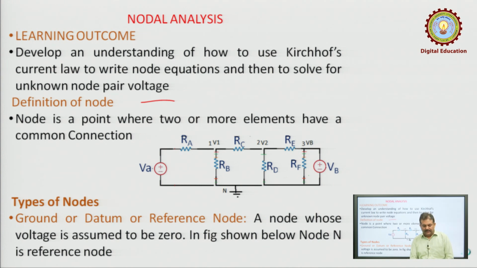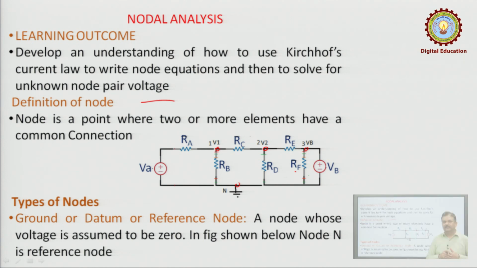So, let us start with the definition of nodes. A node is a point where two or more elements have a common connection. Let us consider a network. You can see this is a point where more than two branches have a common connection, and so are these points, and finally this point. All these points can be called nodes. A node is nothing but a point where two or more elements have a common connection.